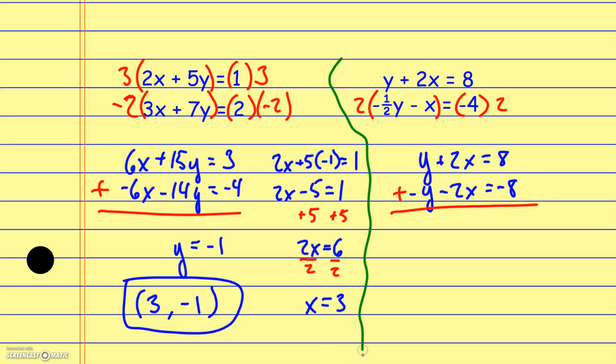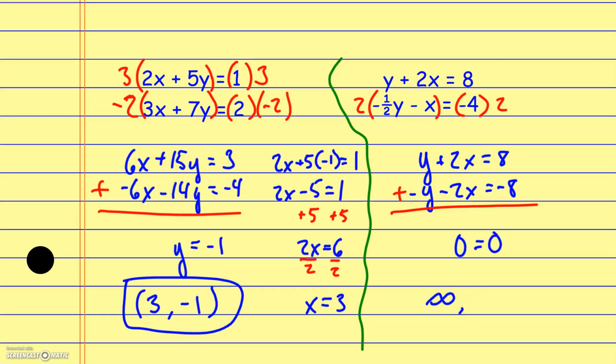Make sure these don't get mixed up. When I add these up, over here the y's cancel out, but the x's also cancel out, so I'm left with nothing. I'm left with 0. Over here, 8 plus a negative 8 is also 0. So I get 0 equals 0, which is a true statement. Unlike when I get a false statement, where I know it's no solution, when I get a true statement, this is a situation where I have infinitely many solutions.